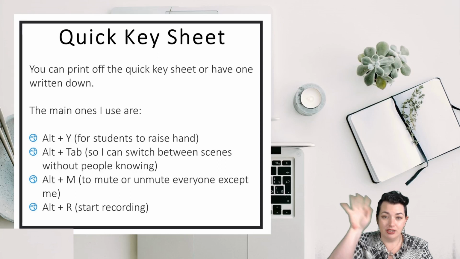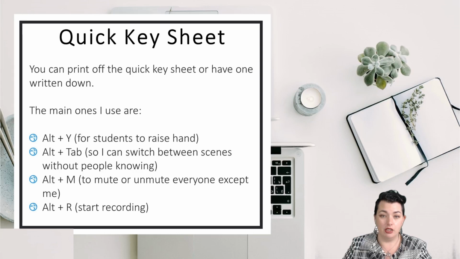I use Alt and Tab so I can switch between the screens on my computer, and I also use Alt M. So you press Alt and then you press M, and that way you can mute and unmute everyone. Because sometimes you get people jumping into group sessions later on, and all of a sudden they don't have their microphone muted. When you set up your Zoom, you can actually set it up so that everybody, as they sign in, is automatically muted as well.